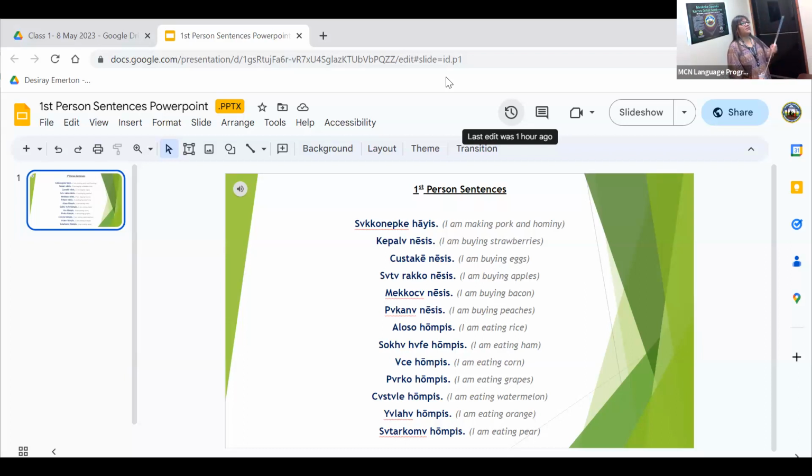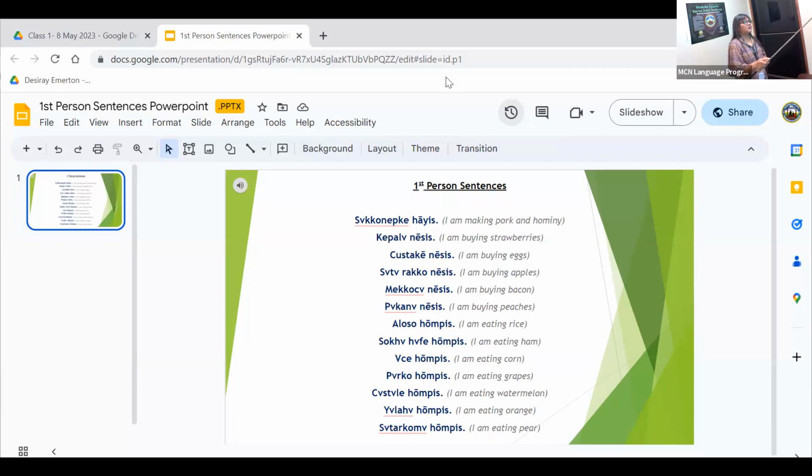Okay, so right now, these are the first person sentences, and as you've seen on our sentence structure, these are simple sentences because you've got your verb at the end. You can see the verbs are conjugated for first person. And the very first part of the sentence is the object, what we're talking about. So subkanipki, yes, I'm making pork and hominy. Kibala nises, I'm buying strawberries. Justagi nises, I am buying eggs.